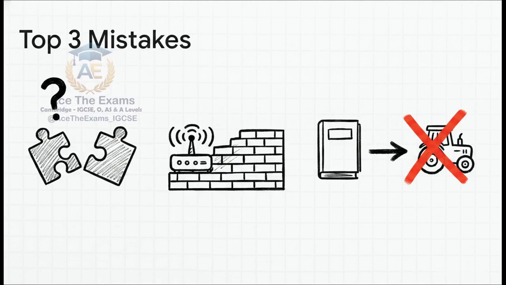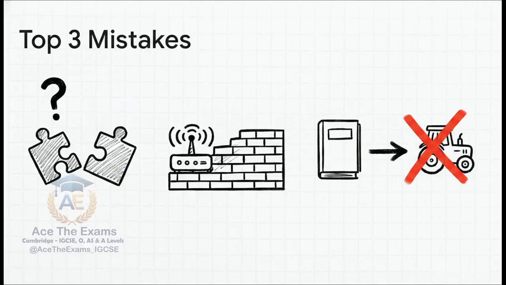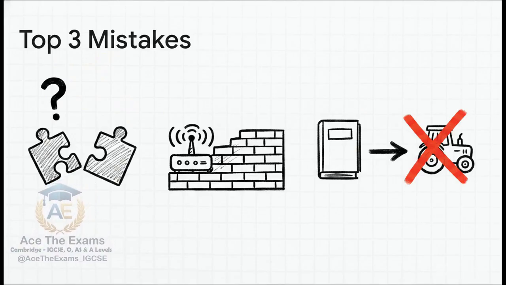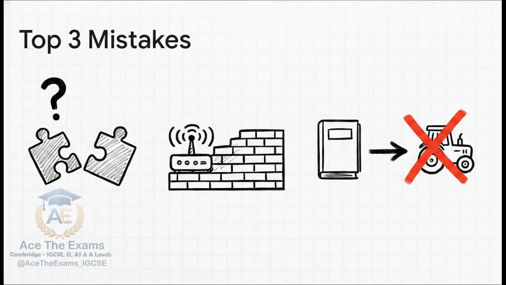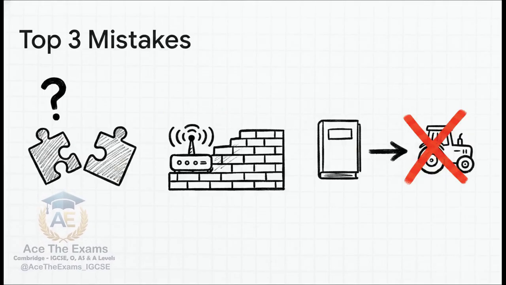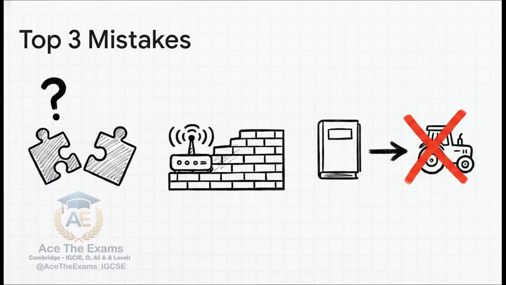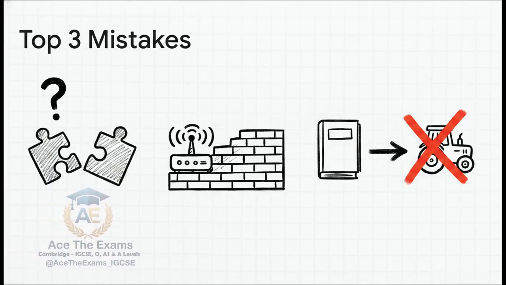Second, forgetting boundary conditions and edge cases. Students constantly forget that radio waves do not travel infinitely. They ignore the physical limits, the edge cases, like the maximum range of a router before attenuation makes the signal useless, or the maximum number of concurrent device connections before the bandwidth is completely saturated. You have to mention the limits of the technology.